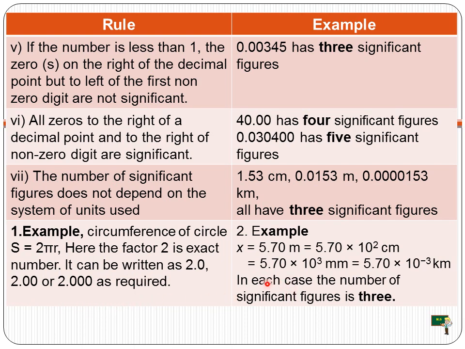The second example is x is equal to 5.70 meter, which can be written as 5.70 into 10 to the power 2 centimeter. That means we are converting meter into centimeter, or 5.70 into 10 to the power 3 millimeter. We are converting meter into millimeter. That means 5.70 into 10 to the power minus 3 kilometer. We are converting this meter into kilometer. In each case, the number of significant figures is 3 because we take only this.